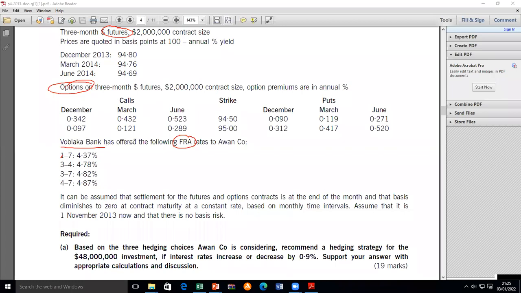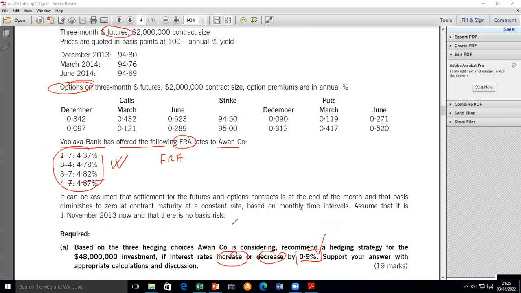So, Bobleka Bank has offered the following rates to A1. These are the FRAs. So, you need to pick one of these FRAs and need to demonstrate the outcome. What will be an outcome on the FRA if the interest increases or decreases by 0.9%? So that's what we want to know.